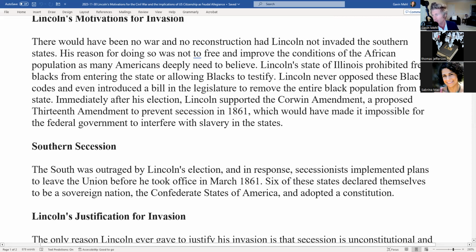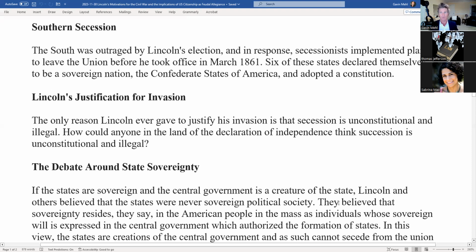The South was outraged by Lincoln's election. In response, secessionists implemented plans to leave the Union before he took office in 1861. Six of the states declared themselves to be sovereign nations, and the Confederate States of America adopted a constitution. So Lincoln's justification for the invasion, the only reason he ever gave, was that secession is unconstitutional. How could anyone in the land of the Declaration of Independence think that secession is unconstitutional or illegal?